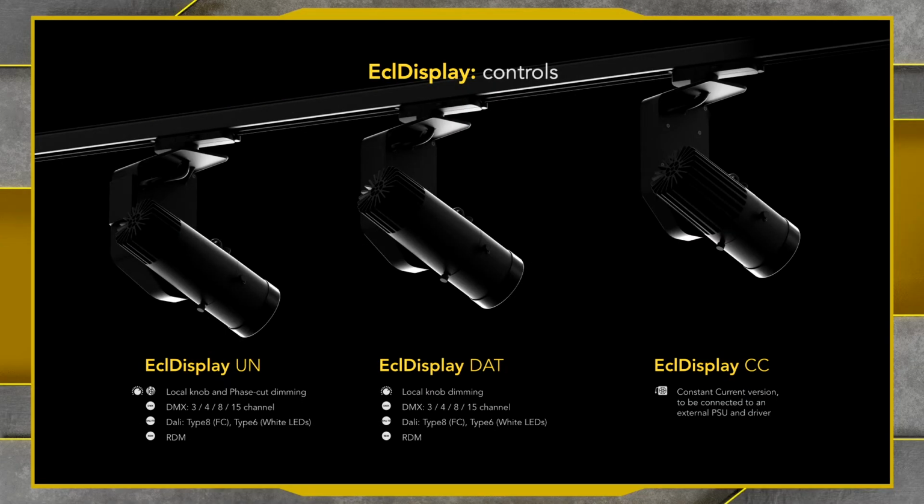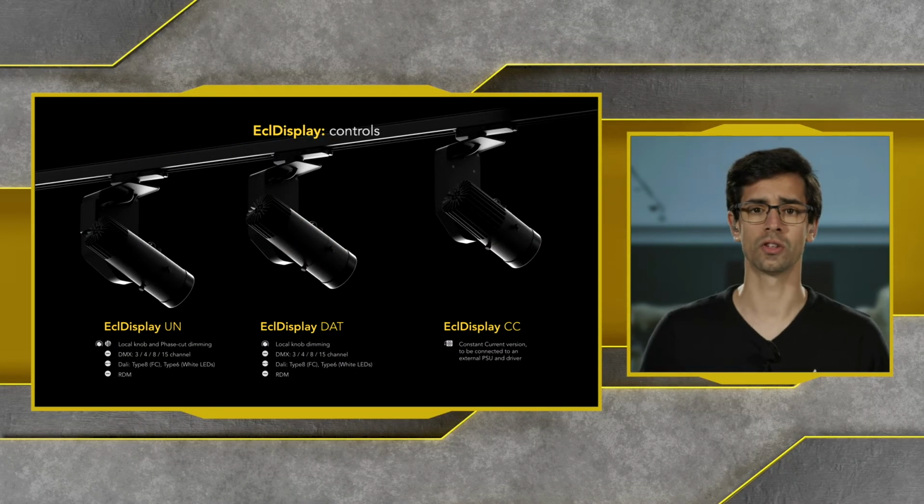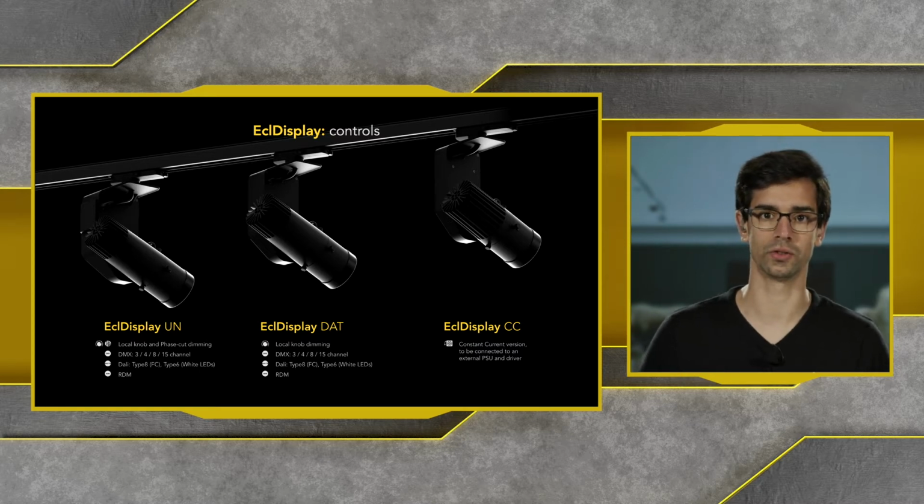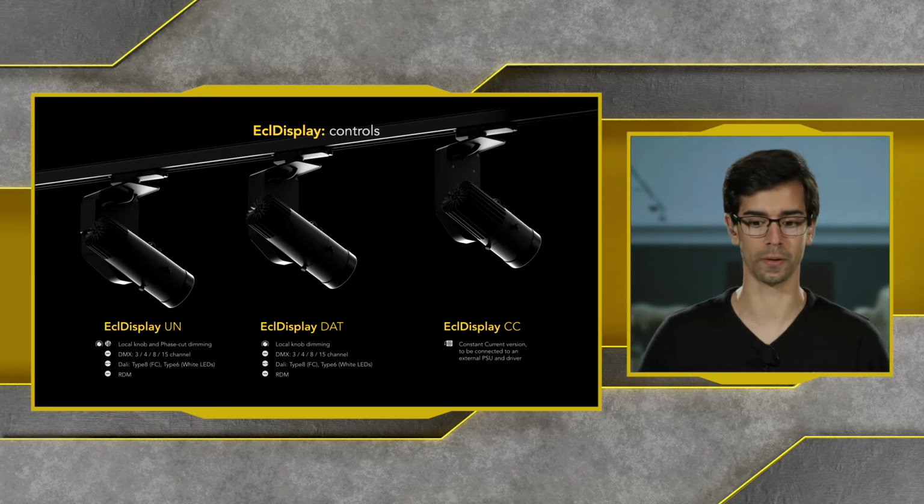Finally, the EclDisplay CC, that's the constant current version. The EclDisplay CC was really made to replace and retrofit older installations, so just replace them with an LED spotlight alternative, and you can connect the units to an external PSU, an external driver, so all the controls are not on board of the unit, they're external controls, and you just plug those controls straight to these units as you replace the older fixtures, for example.